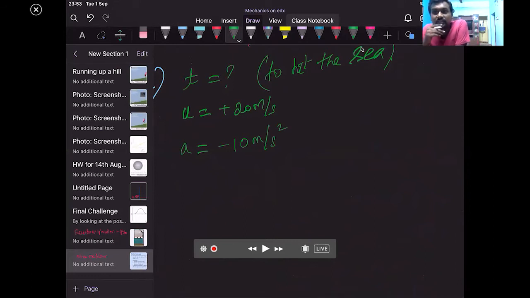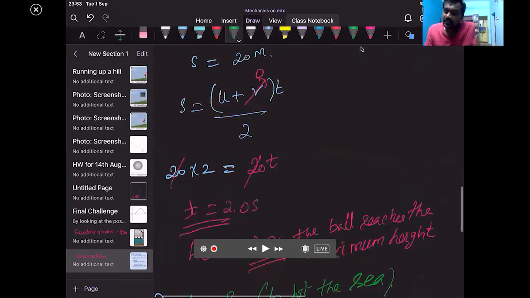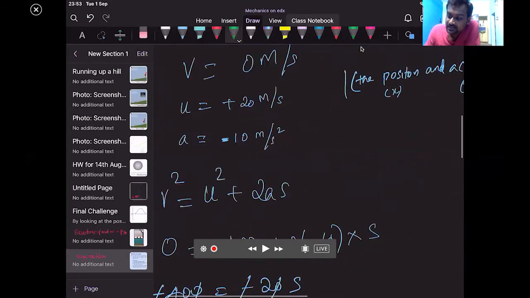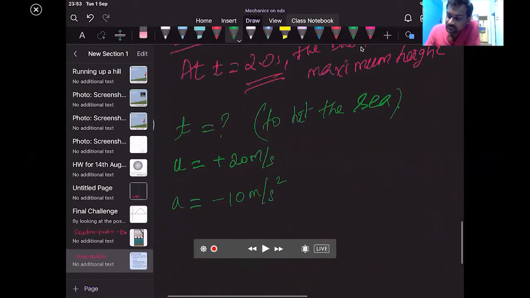But still, this is not enough. I need one more variable so that I can solve this problem. Is there anything else which I can know? If you look at it, what is S? S is nothing but change in position or displacement.